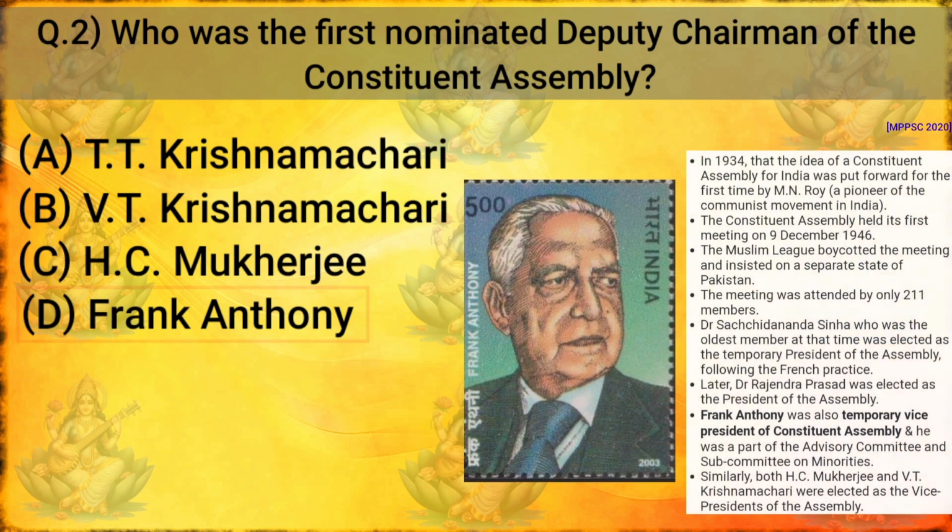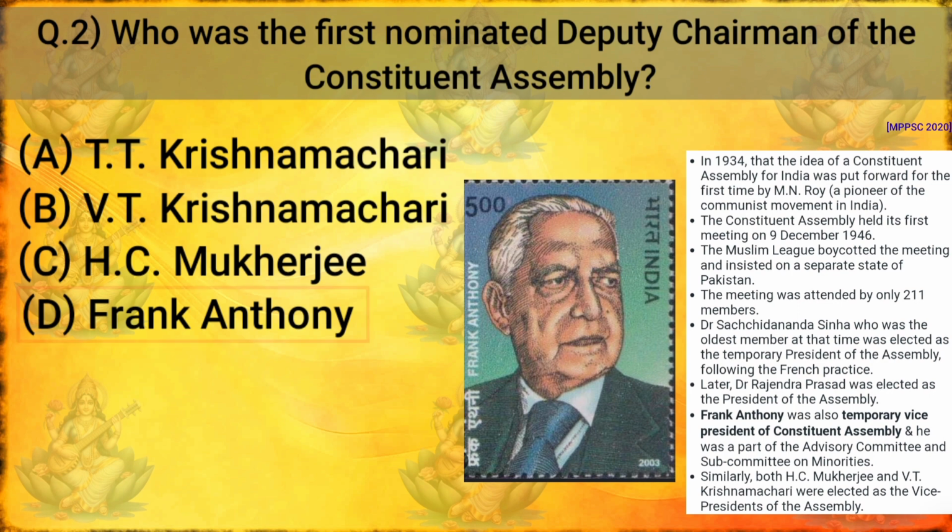In 1934, the idea of a Constituent Assembly for India was put forward for the first time by M.N. Roy, a pioneer of the communist movement in India. The Constituent Assembly held its first meeting on 9 December 1946. The Muslim League boycotted the meeting and insisted on a separate state of Pakistan. The meeting was attended by only 211 members.